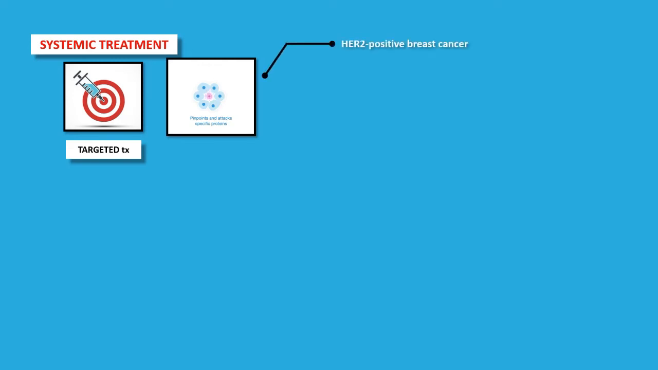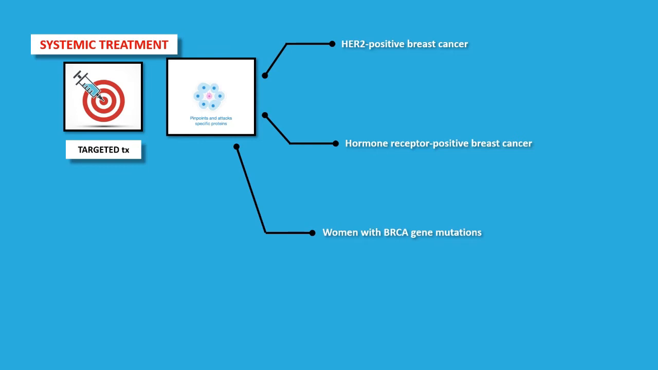As researchers learn more about changes in the cell that cause cancer, they've been able to develop new types of drugs that specifically target these changes. Targeted drugs work differently from chemotherapy drugs and often have different side effects. For drugs under this category, we can divide them into four groups. First are the targeted therapy for HER2-positive breast cancer. Second are the targeted therapy for hormone receptor-positive breast cancer. Third are the targeted therapy for women with BRCA gene mutations. And the fourth would be targeted therapy for triple-negative breast cancer.